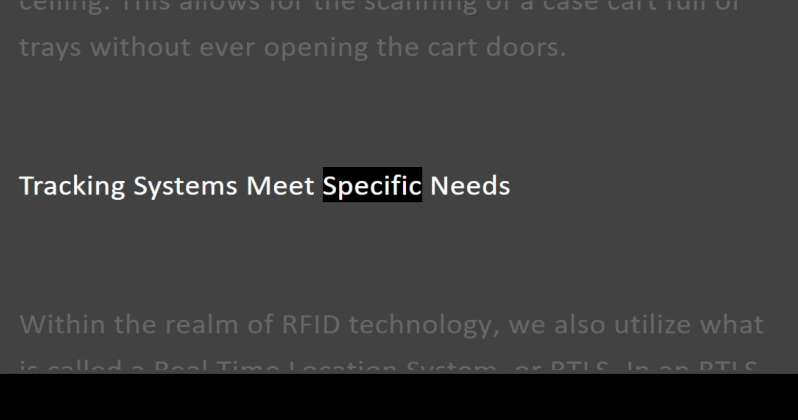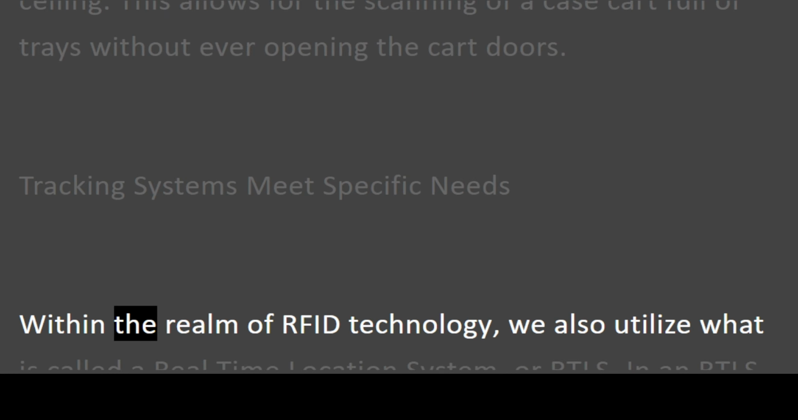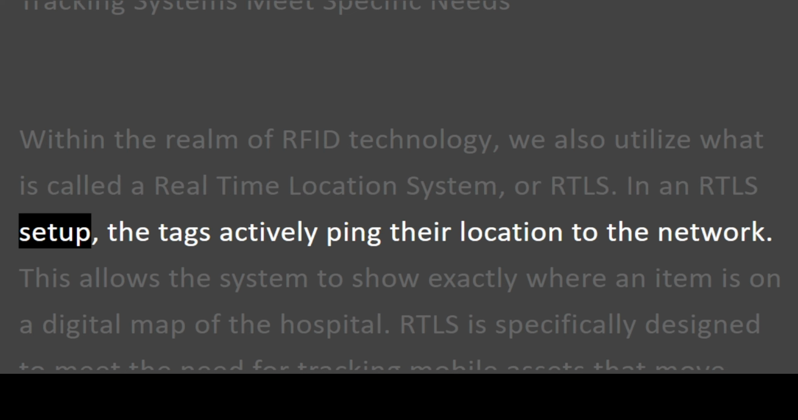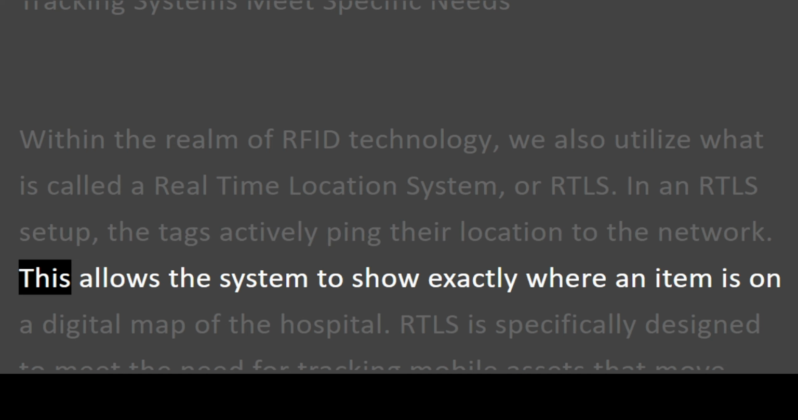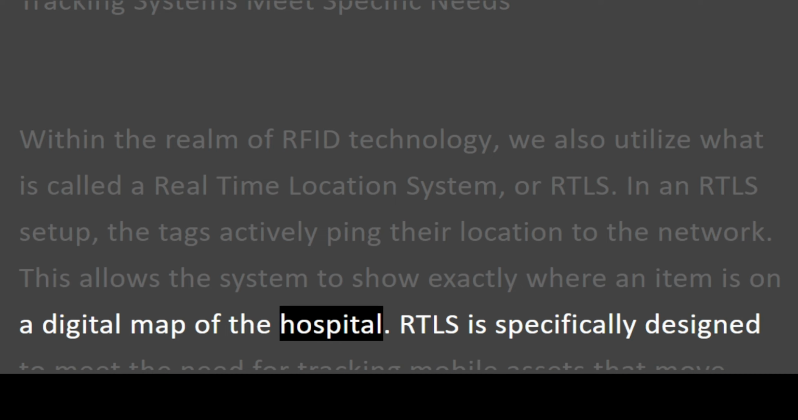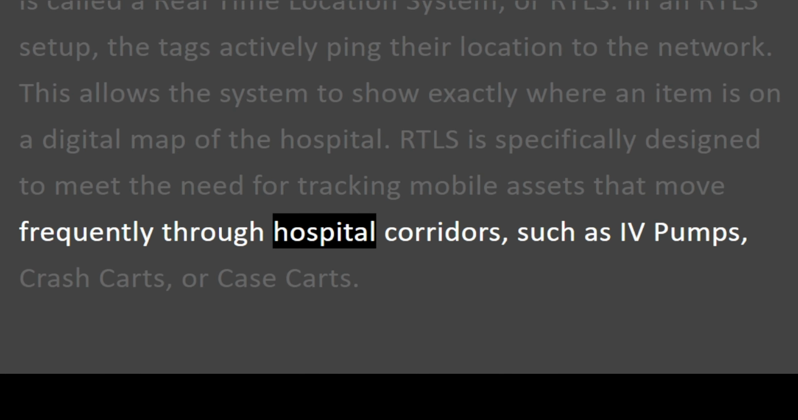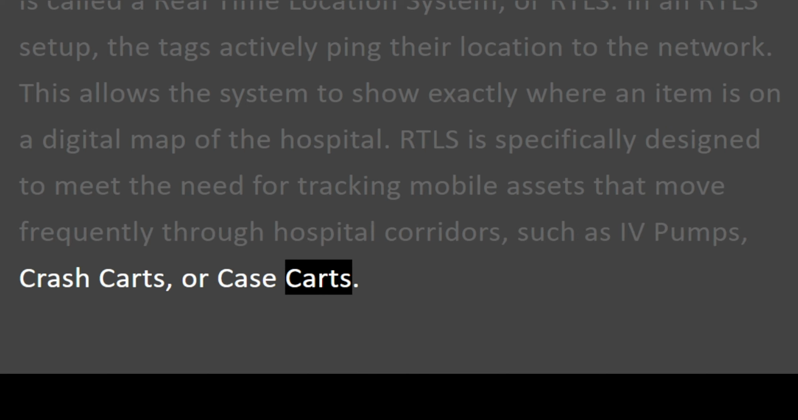Tracking systems meet specific needs. Within the realm of RFID technology, we also utilize what is called a real-time location system, or RTLS. In an RTLS setup, the tags actively ping their location to the network. This allows the system to show exactly where an item is on a digital map of the hospital. RTLS is specifically designed to meet the need for tracking mobile assets that move frequently through hospital corridors, such as IV pumps, crash carts, or case carts.